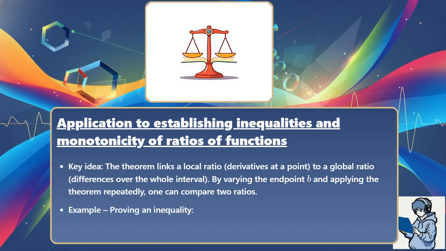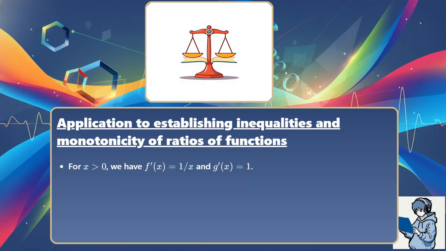Example, proving an inequality: let 0 less than b and consider f(x) equals natural log of x, g(x) equals x minus 1. For x greater than 0, we have f'(x) equals 1 over x, and g'(x) equals 1. Since 1 over x is decreasing, the ratio f'(x) divided by g'(x) equals 1 over x is decreasing.